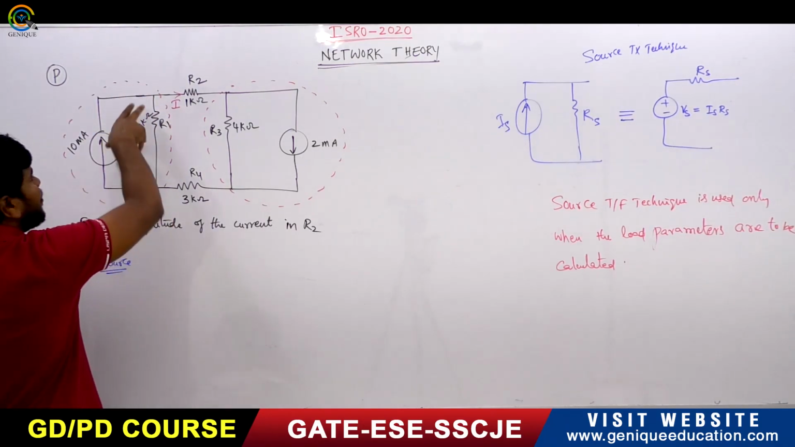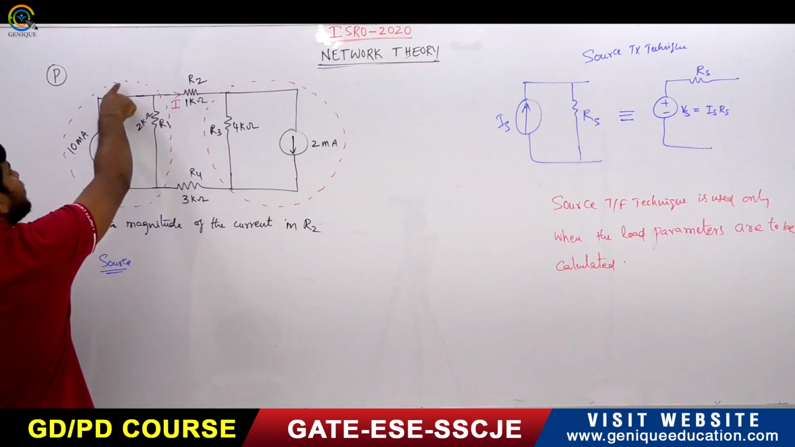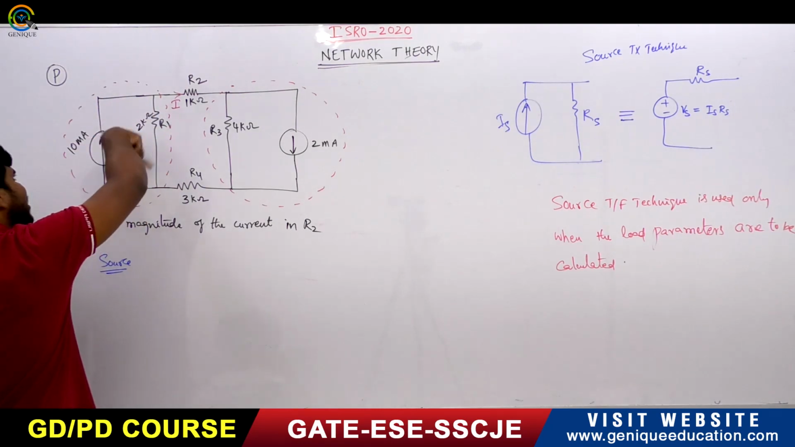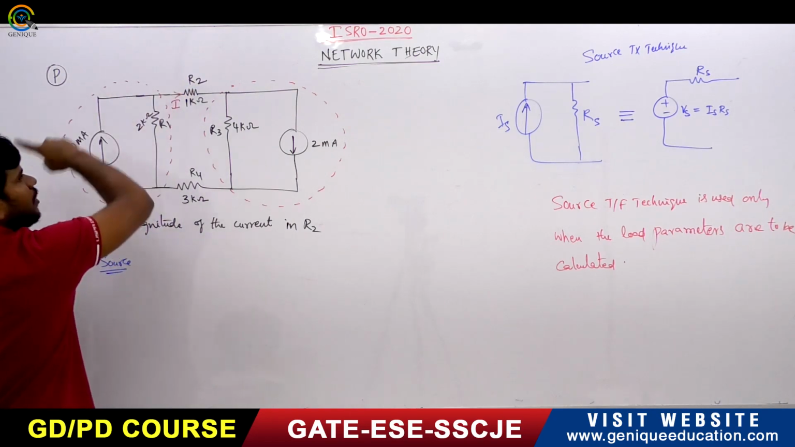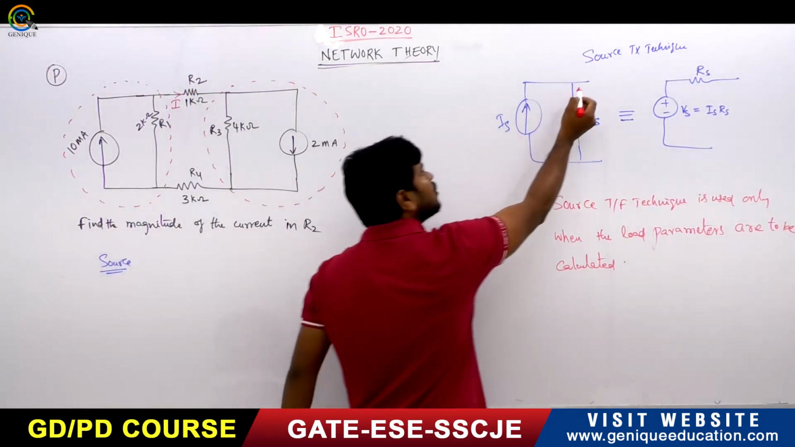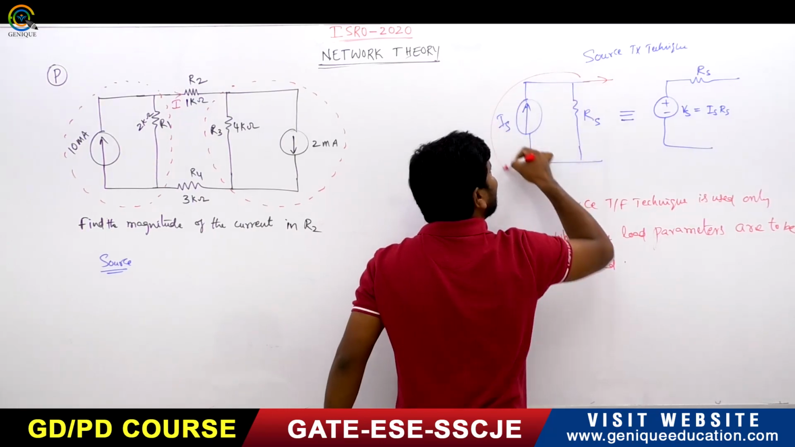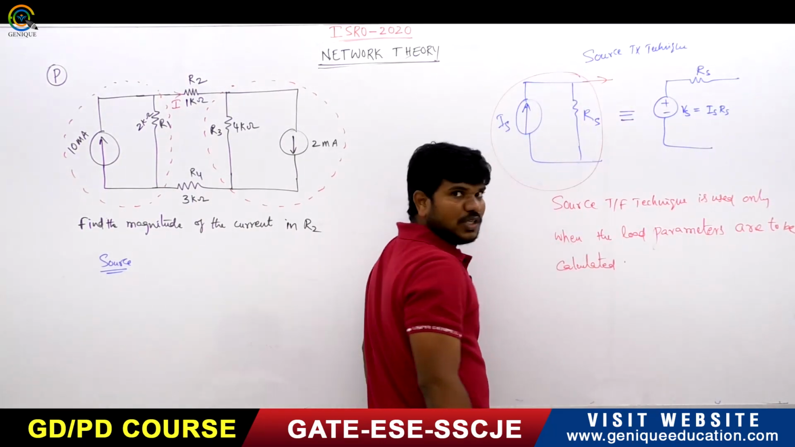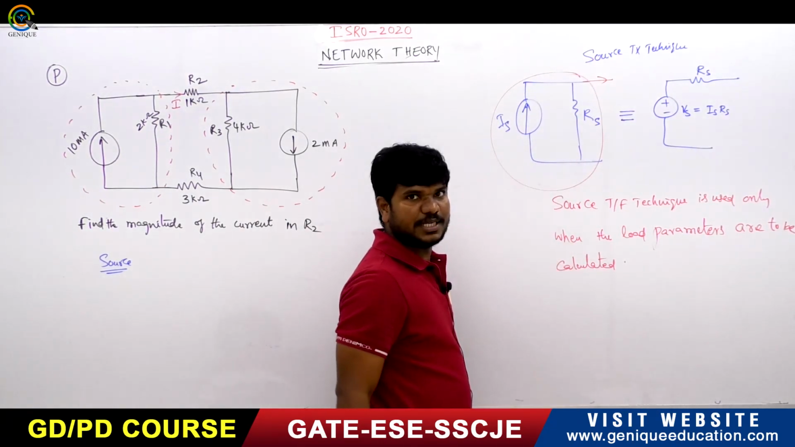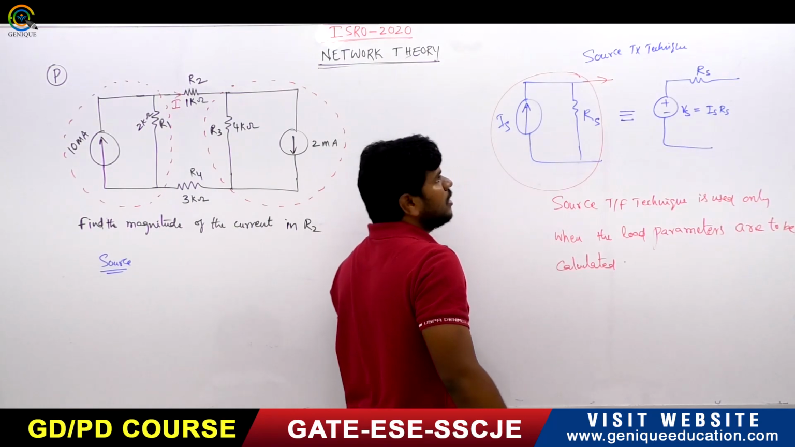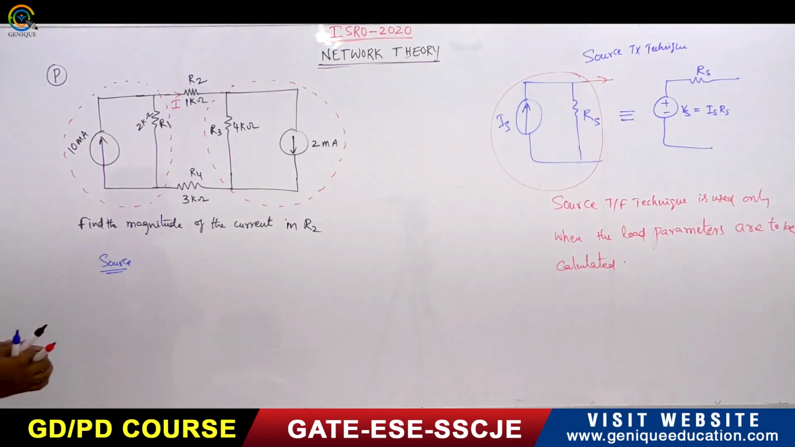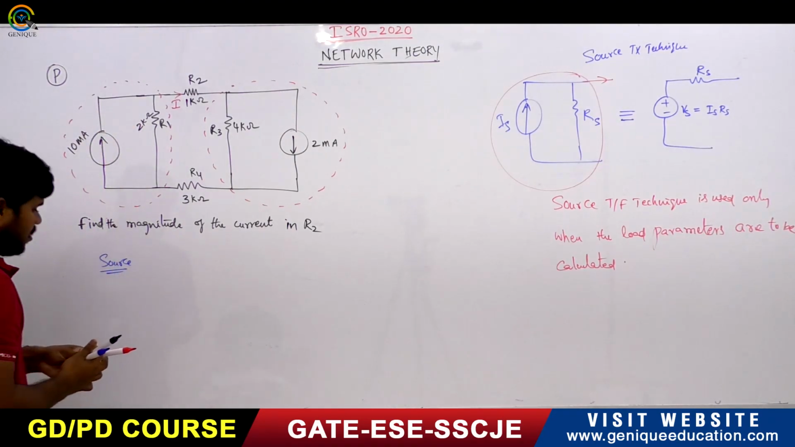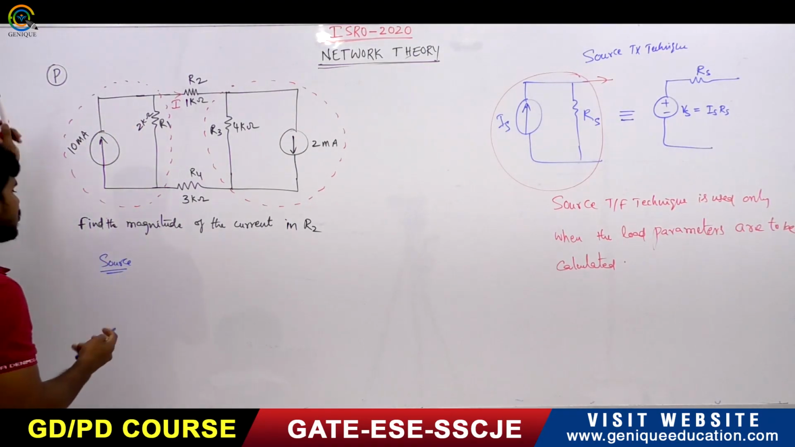I am not interested to calculate the current or power or voltage in this, but I want to calculate the current outside this. Observe this, I want to calculate the current outside this. So that's why I can use the source transformation technique.